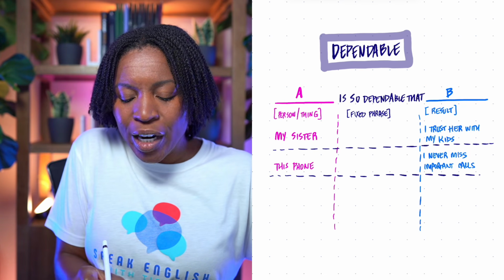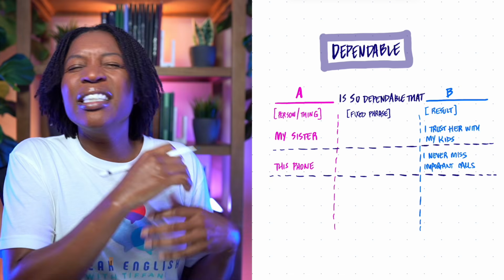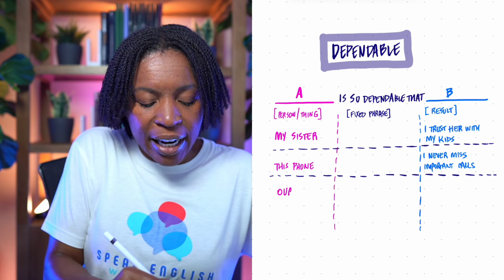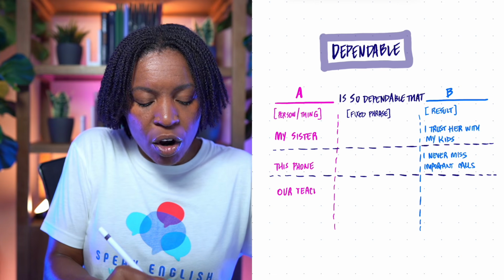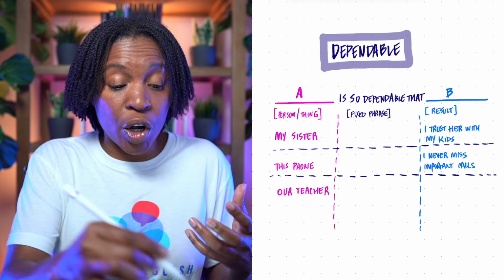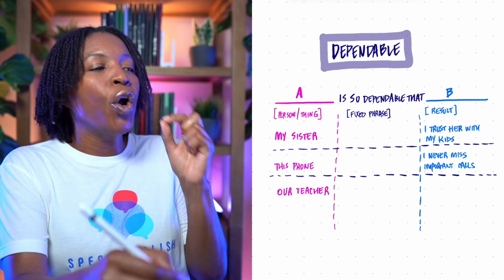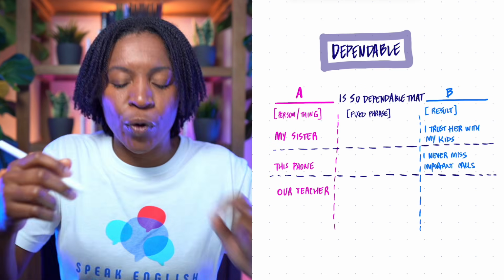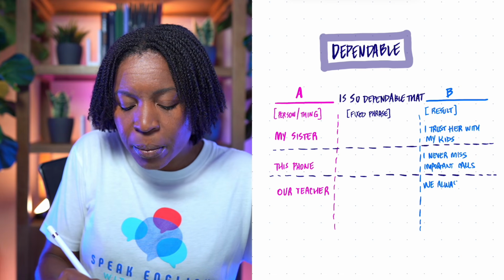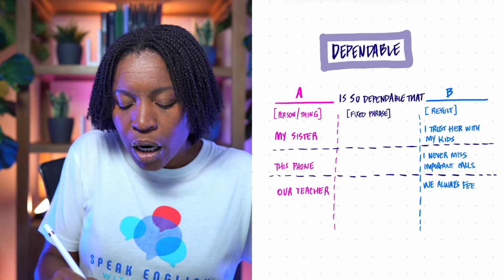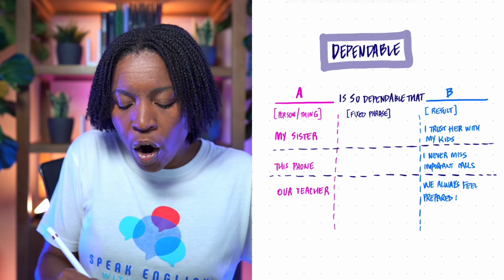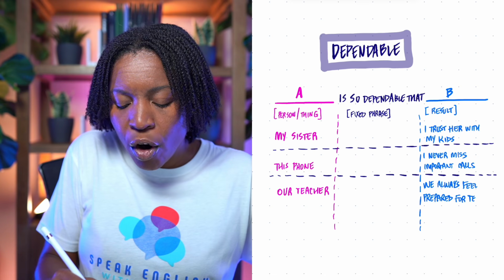And what about a third example? A third example, and this time let's say our teacher. Again, letter A, a person or thing. So our teacher is so dependable that. What's the result? The result is we always feel prepared for tests. Let's write it out. We always feel prepared for tests.